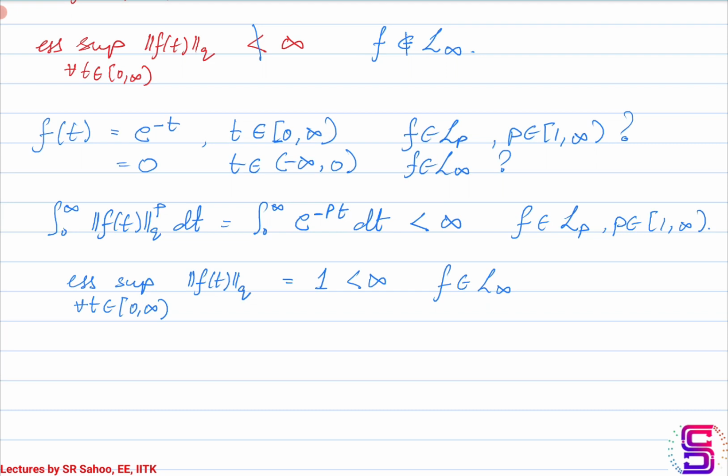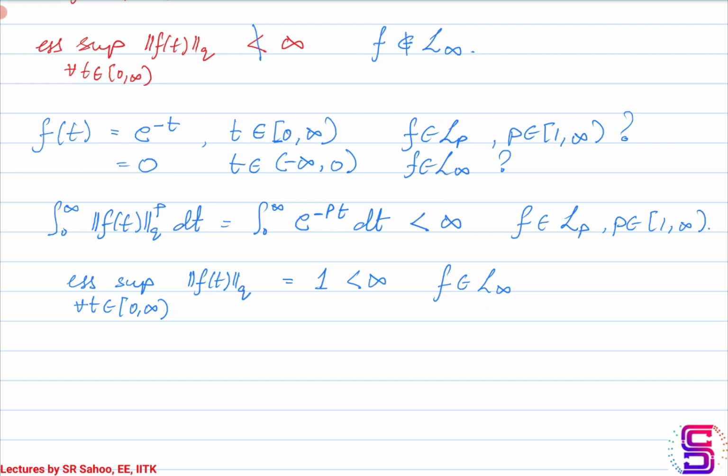Now I have just given you conditions for whether f belongs to LP space or L infinity space or not. Once it belongs to LP or L infinity space, you can calculate the LP norm or the L infinity norm. The L infinity norm is directly the essential supremum that you are calculating. For the LP norm, whatever value you have evaluated has to be raised to the power 1 by p.